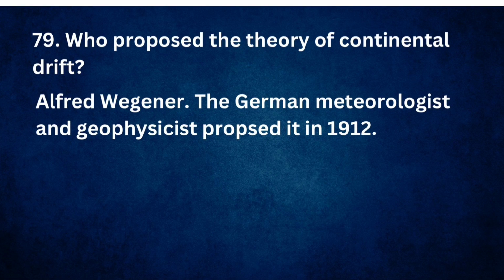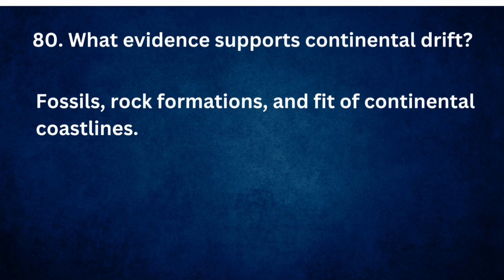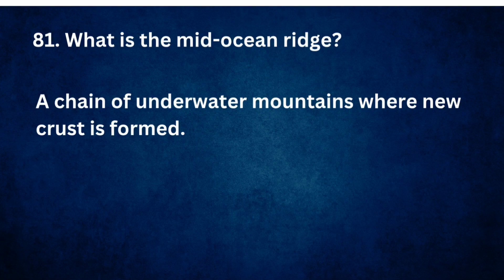Who proposed the theory of continental drift? Alfred Wegener, the German meteorologist and geophysicist, proposed it in 1912. What evidence supports continental drift? Fossils, rock formations, and fit of continental coastlines. What is a mid-ocean ridge? A chain of underwater mountains where new crust is formed.